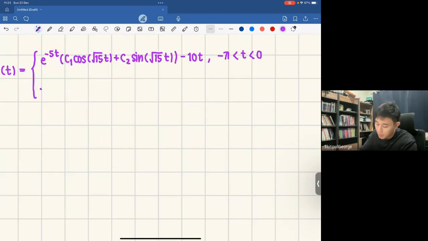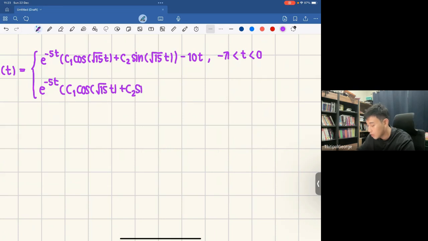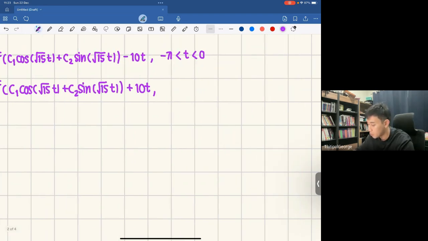While for the second one, we get a similar thing: e to the negative 5t, and then c1 cosine of square root of 15t plus c2 sine of square root of 15t. But this one you add another 10t for the particular solution. This one t is between 0 and pi, and we get this too.